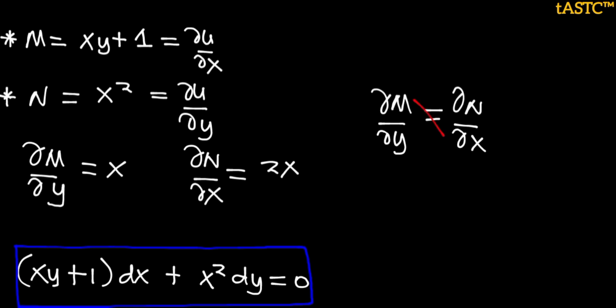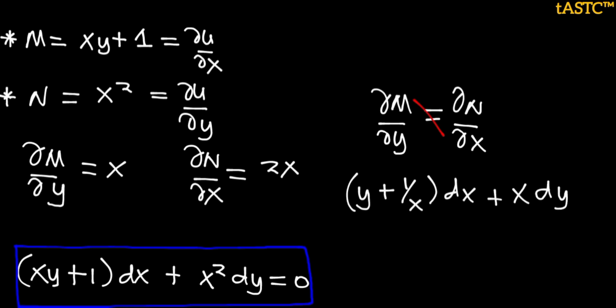Now remember the original question we had. Oh, making a mistake there. So this is a y. We got a y plus 1 over x dx, and we also had an x dy in it. Now let us say this is the m, and let us try to find out what it's going to be. So here we have a y plus 1 over x.